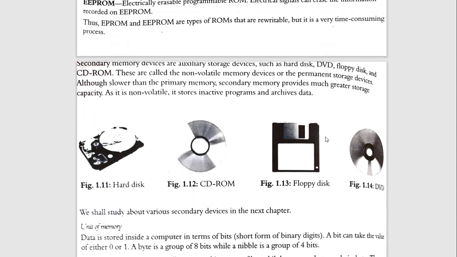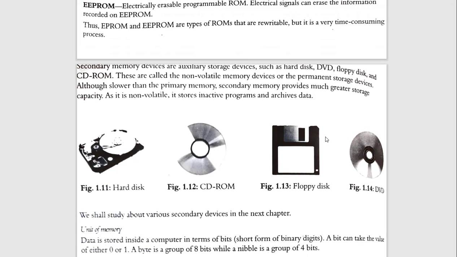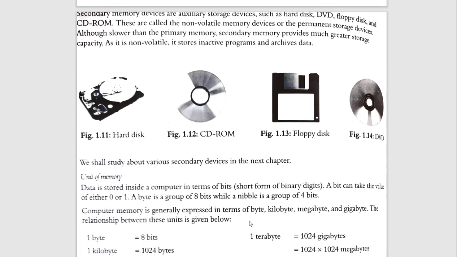Okay. We have the EEPROM, that is electrically erasable programmable ROM. So we can send electrical signals that erase the information recorded in this. Okay, it is rewritable, but it is a very time consuming process. Okay, here we have a secondary memory.